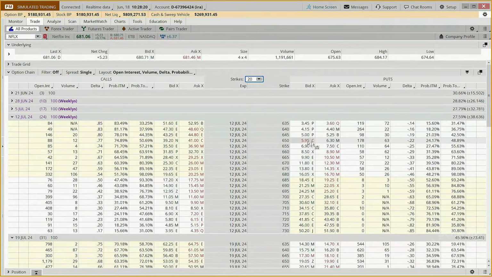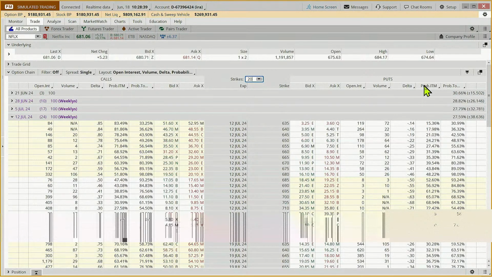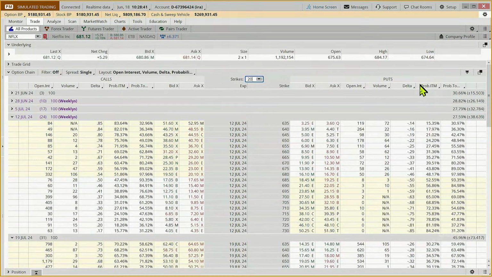And do we have a tight bid-ask spread? Is the difference between the bid and the ask less than 10%? Well, it's about 20 cents. So we're good there. And on the 645, it's 25. So that's about 5%.